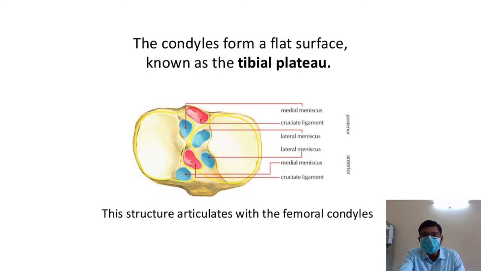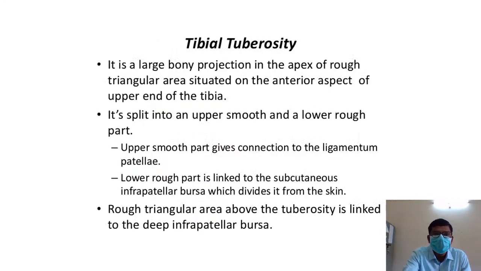So now this is another picture to show you how these are arranged. Now let me show you the tibial tuberosity. This tibial tuberosity is a large bony projection at the apex of the rough triangular area situated on the anterior aspect of the upper end of the tibia. It splits into an upper smooth area and a lower rough area. The upper smooth part gives connection to the ligamentum patellae, while the lower rough part is linked to the subcutaneous infrapatellar bursa, which divides it from the skin. The rough triangular area above the tuberosity is linked to the deep infrapatellar bursa.